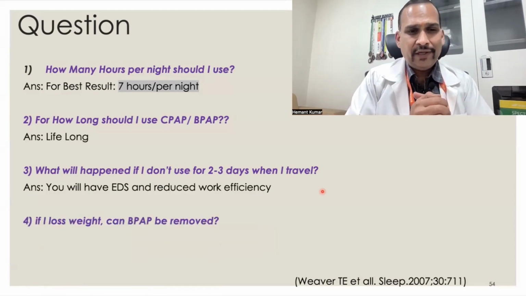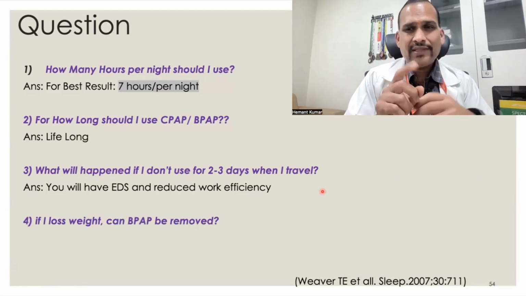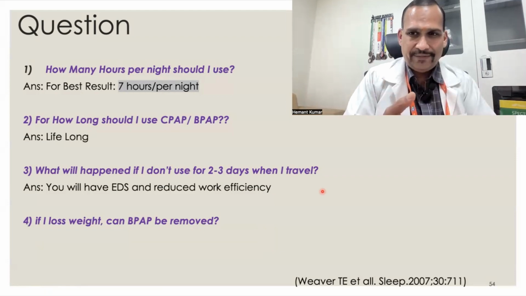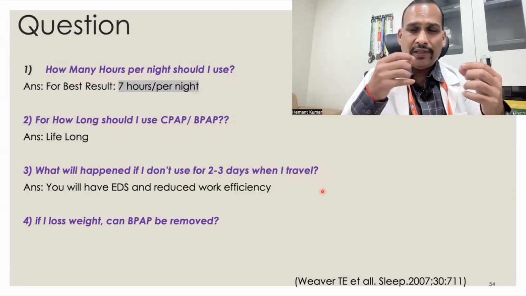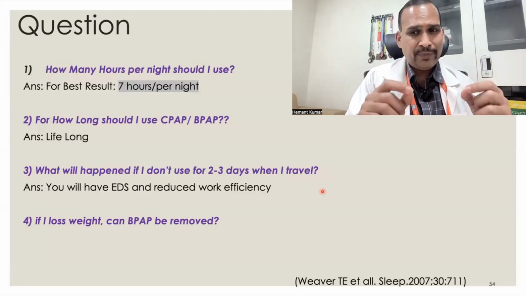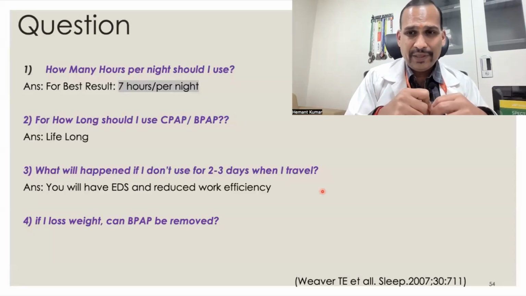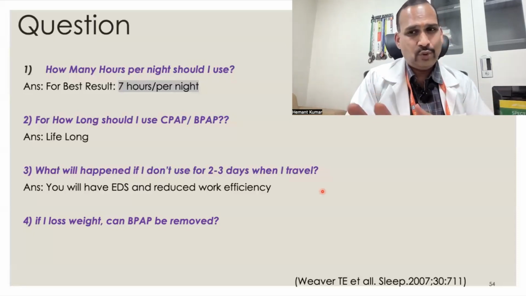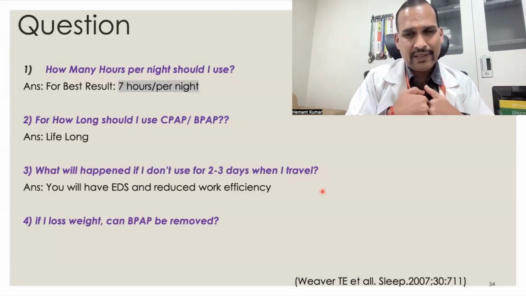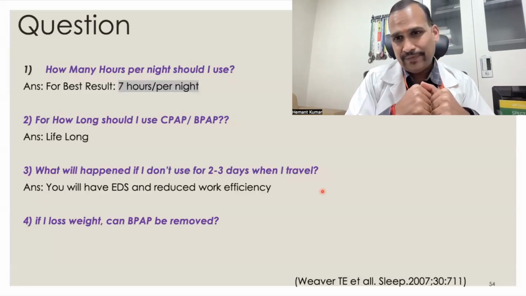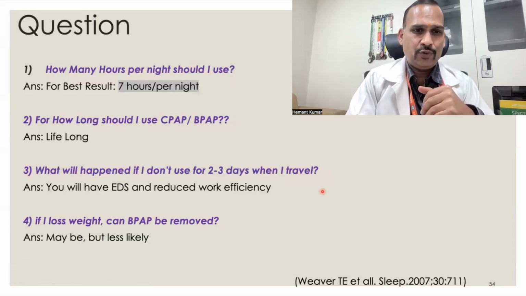Okay. So if I lose weight, can BiPAP or CPAP be removed? No. It is no, or very unlikely, because this is your genetic problem, a problem of the muscles. If you lose weight, the pressure required may be less, but you have to use CPAP your whole life. Weight reduction will not remove your CPAP. The pressure requirement may decrease, but you have to use CPAP. Then only it will be good for you.